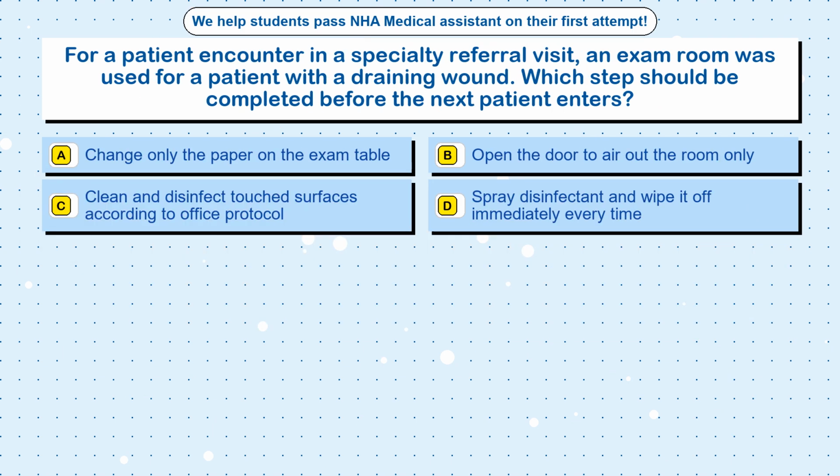Question 84. For a patient encounter in a specialty referral visit, an exam room was used for a patient with a draining wound. Which step should be completed before the next patient enters? Option A. Change only the paper on the exam table. Option B. Open the door to air out the room only. Option C. Clean and disinfect touched surfaces according to office protocol. Option D. Spray disinfectant and wipe it off immediately every time.